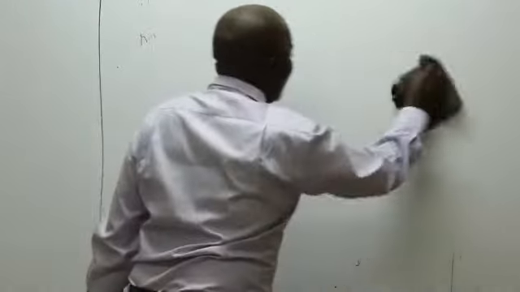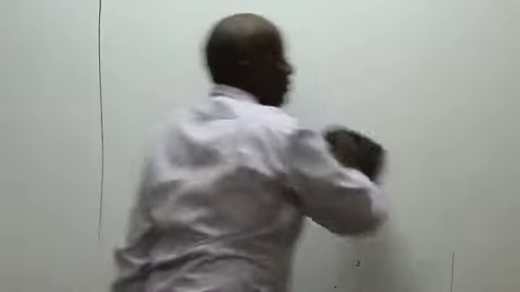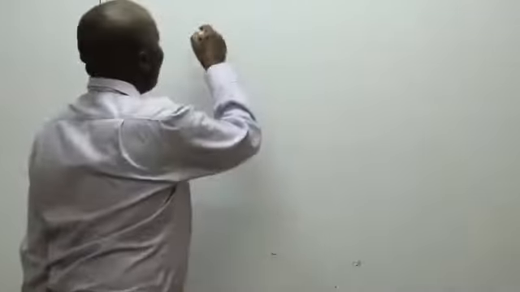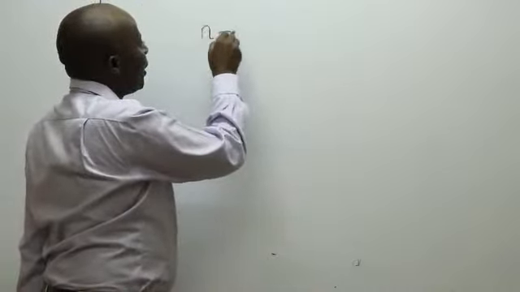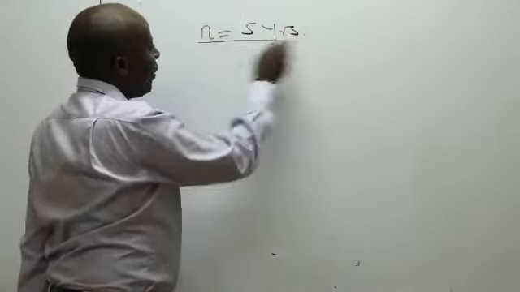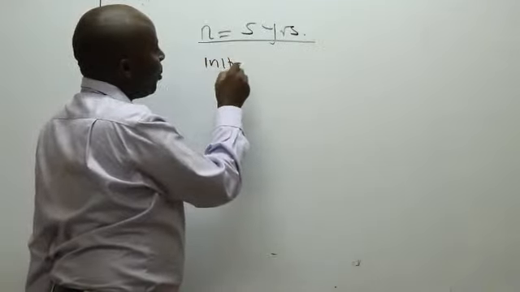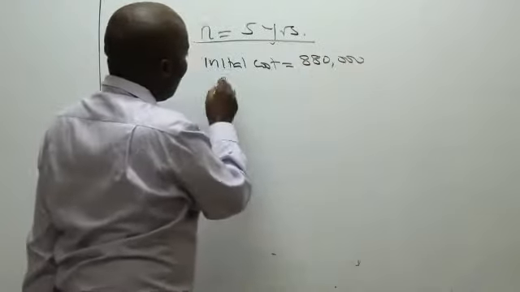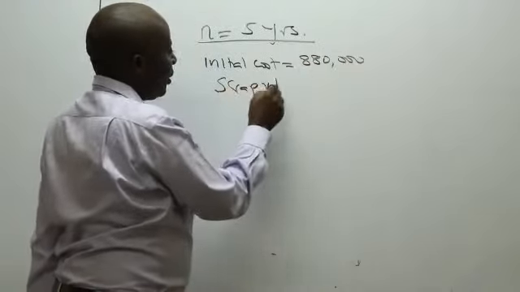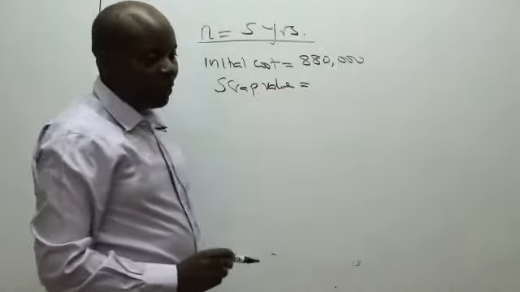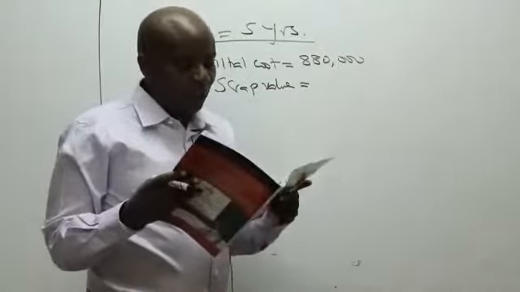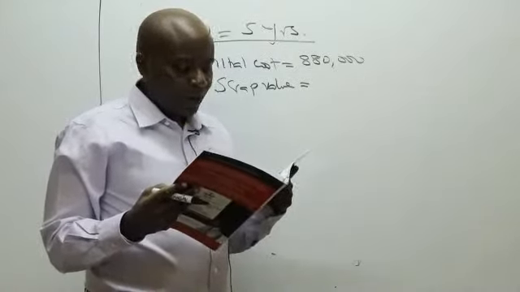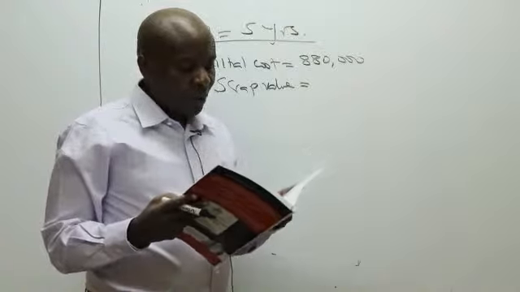There are 3 life possibilities. The first possibility is when n is 5 years. When n is 5 years, the initial cost will still remain at 880,000. Is there anybody who can give me the scrap value? If n is 5 years, could you kindly give me the scrap value when n is 5 years? What have they told us? When n is 5 years, what will be the scrap value?